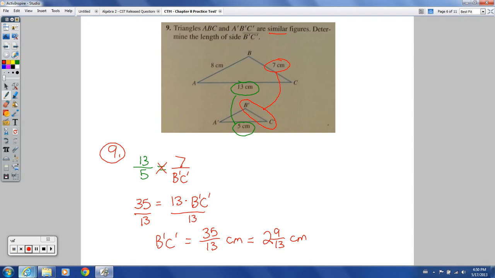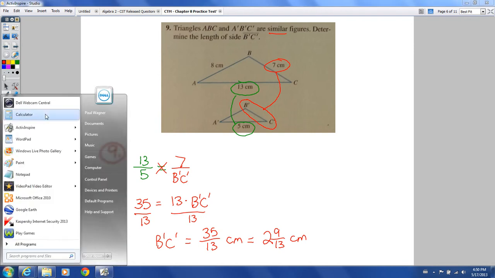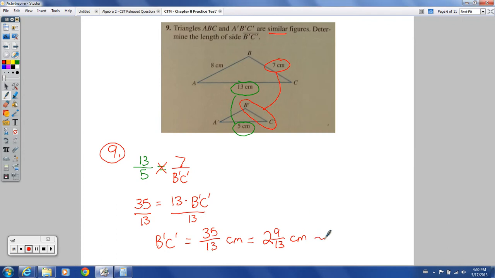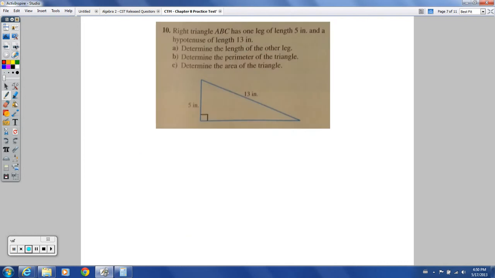If you put that into a calculator, let's do that quickly. You just do 35 divided by 13, you get 2.69 approximately. So probably the way you're going to say it would be approximately 2.69 centimeters for your final answer for number 9. Number 10, we've got a right triangle right here.